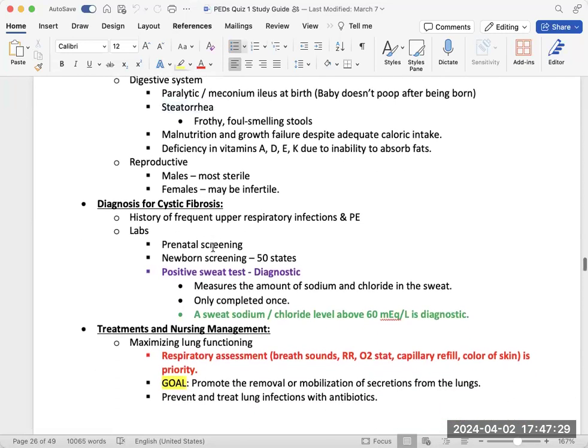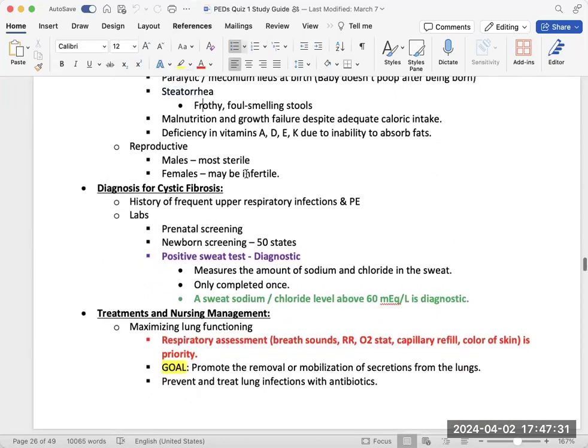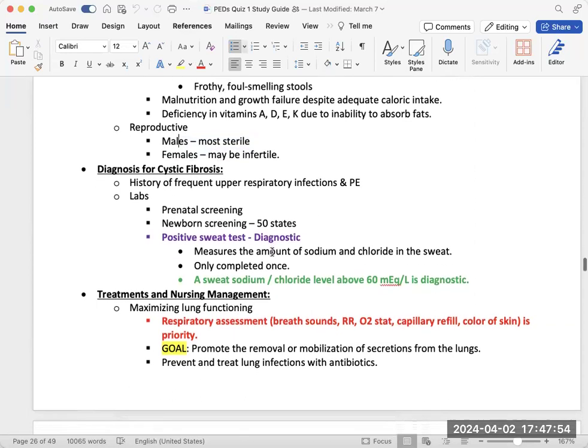They're going to have malnutrition and growth failure. Even though they're maybe eating properly, they can't absorb all of it, so they're going to have growth failure despite maybe having good caloric intake. They're also going to be deficient in vitamins A, D, E, and K due to their inability to absorb fats. And reproductively, males can be sterile and females could be infertile.